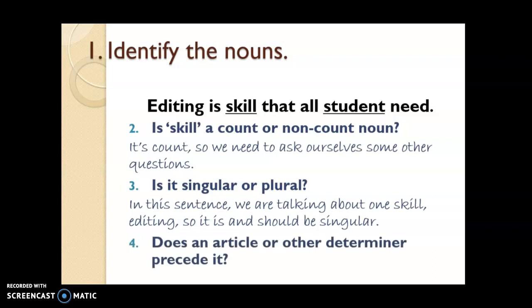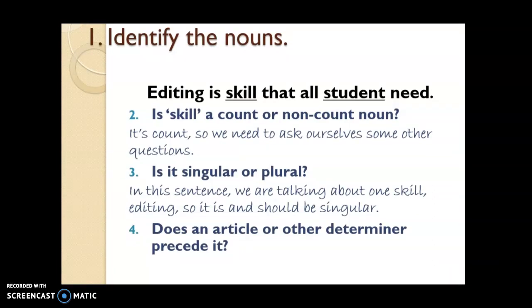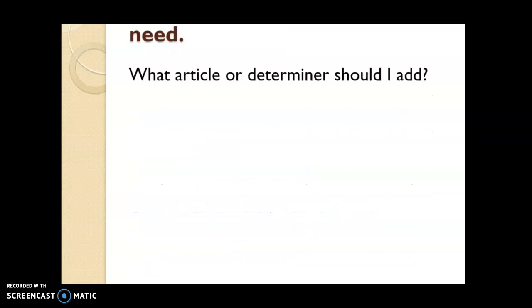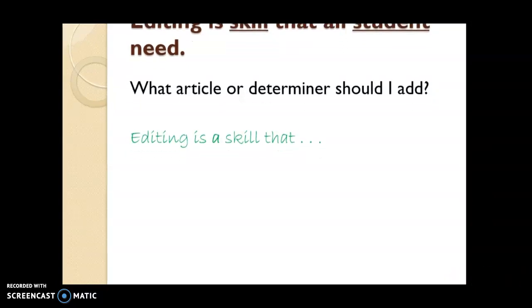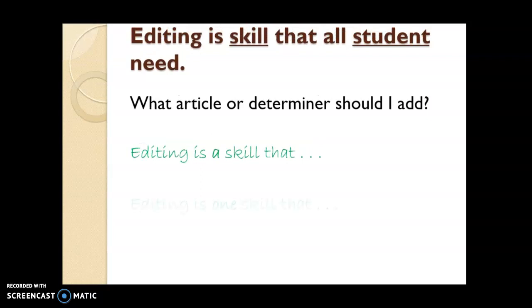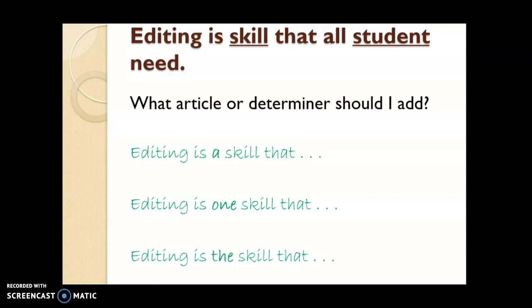So does it have an article, or does it need an article, is the last question that we want to ask. So in this case, it is a singular count noun, and all singular count nouns must have an article. So it doesn't have an article, so we will need to edit it. Okay? Which article or determiner should we add in this situation? Editing, which one would be the correct choice to add? Editing is a skill, editing is one skill, or editing is the skill.